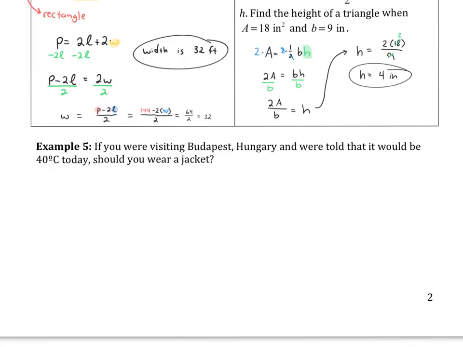So here we're visiting Budapest. By the way, Buda and Pest, they're two cities. They're on either side of the river. Hungary, and we're told that it was going to be 40 degrees Celsius today. Should I wear a jacket?